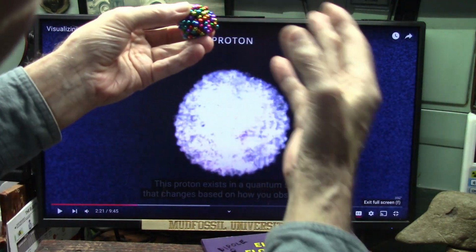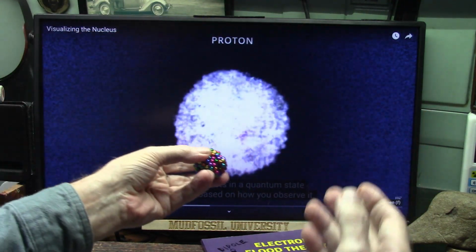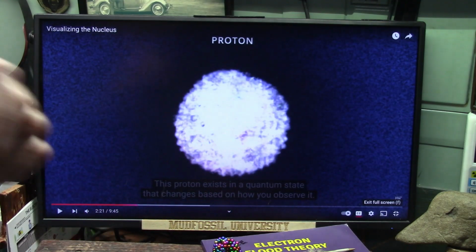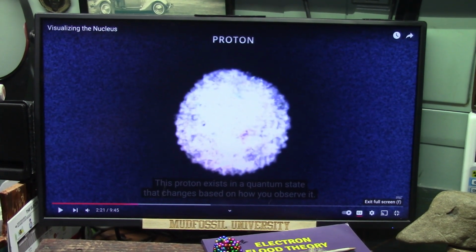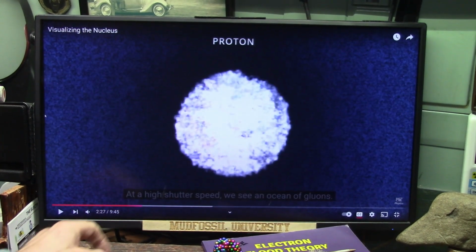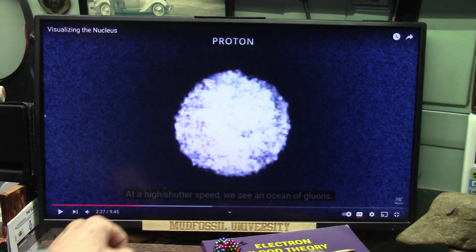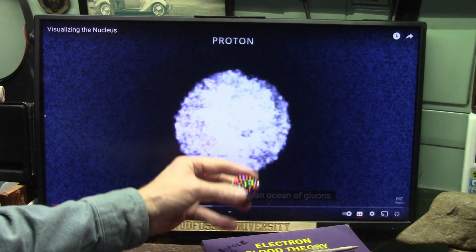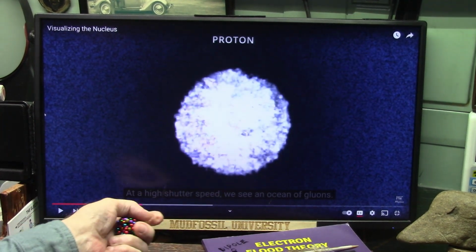And again, it will decay. They call it isotopic decay. I get a little chemistry here, a little physics. See, they're going high shutter speed. They see an ocean of gluons. Like I said, each one of these is a gluon.